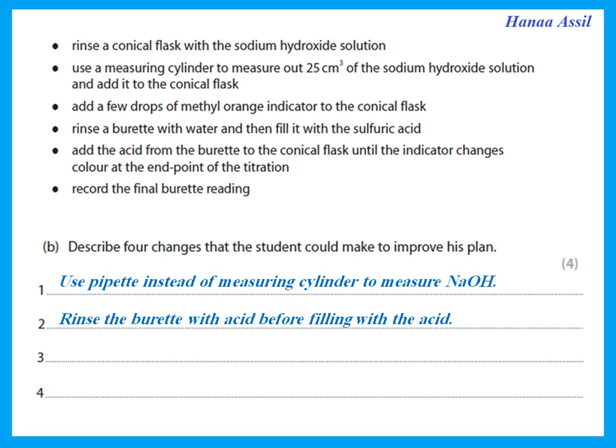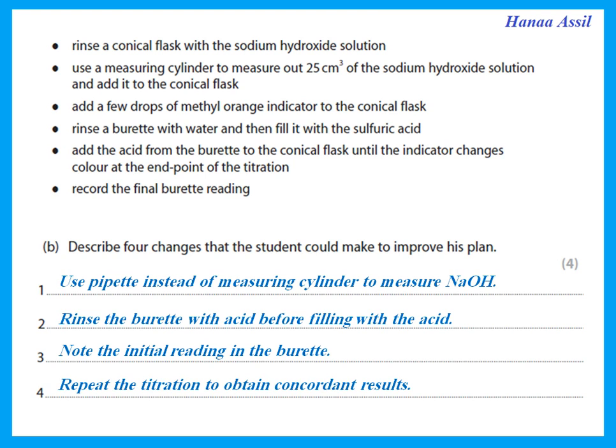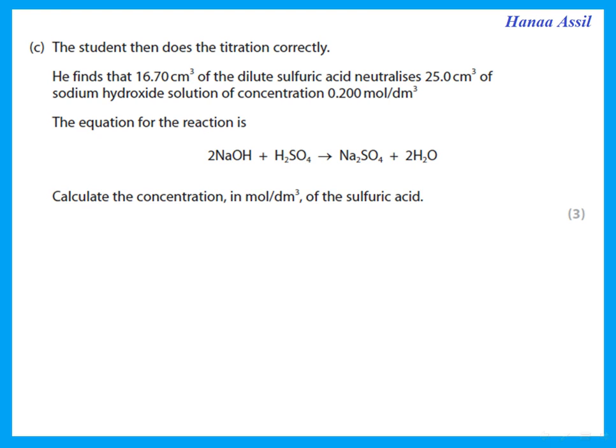Then he says add the acid from the burette to the conical flask until the indicator changes color at the end point of the titration. Record the final burette reading. Well, first of all, he should have said that he noted the initial reading in the burette. Before I add the acid from the burette, I should note the initial reading. And then once he recorded the final reading, we're supposed to repeat the titration to obtain concordant results. Remember, concordant results means results within 0.2 of a centimeter cubed of each other.